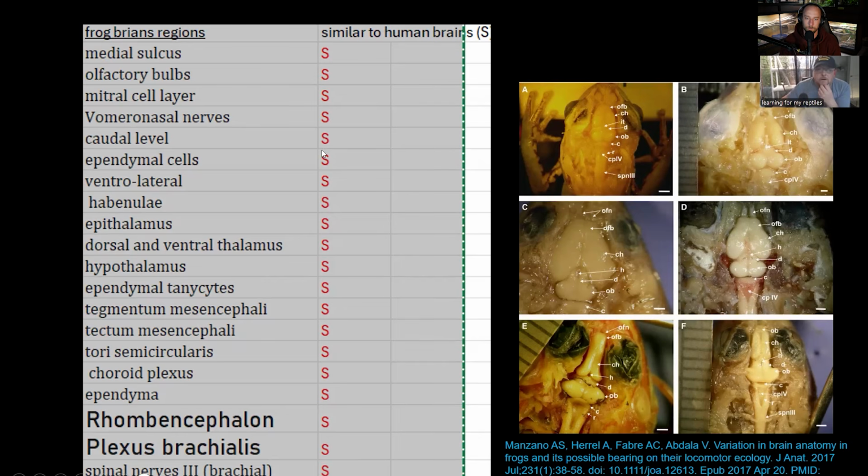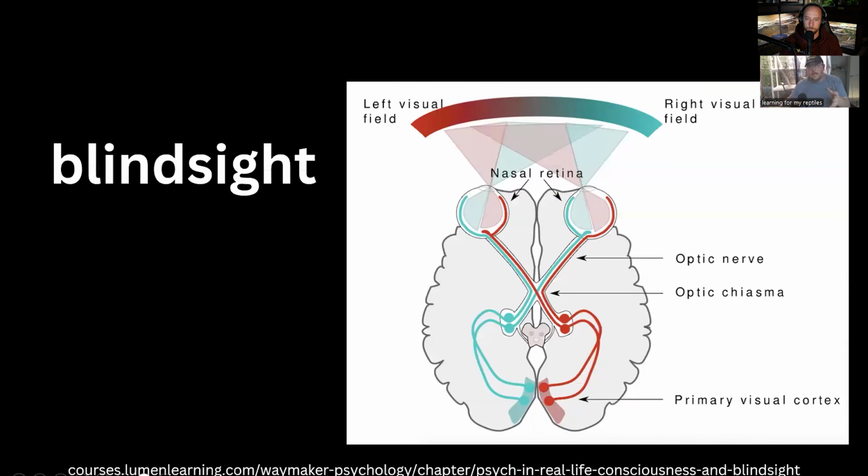Like I said before, we have everything that they have. So you mean that every structure in a frog brain, there's an analogous structure in a human brain? Yes. Not one-to-one by any stretch of the imagination, but it is similar. Absolutely. And this is frogs. This isn't even a reptile. So I like to teach this. This is blind sight. So blind sight is when your eyes work and your cerebral cortex does not.